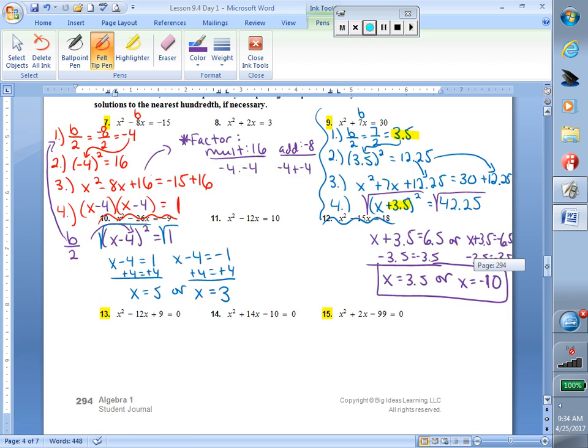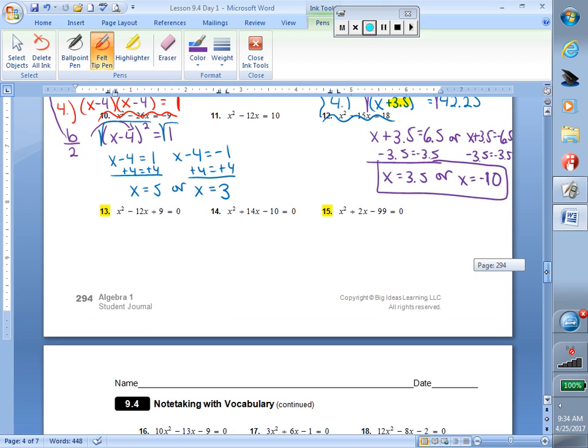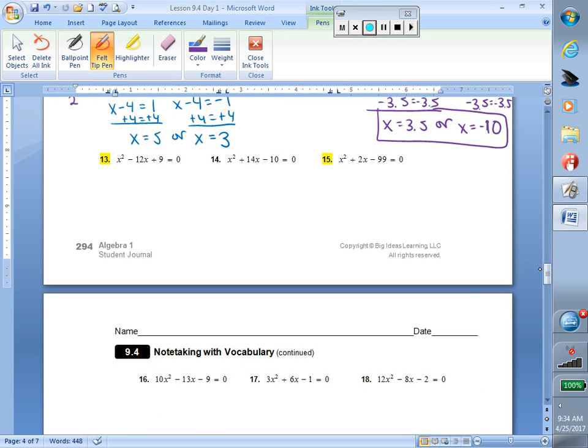Let's try one more of these. Let's look at number 13. Now, number 13 looks a little different than number 7 and number 9. Number 13, we have an x squared. We have our x to the first power, but now we have an extra number over on the left side. That looks different than numbers 7 and 9.